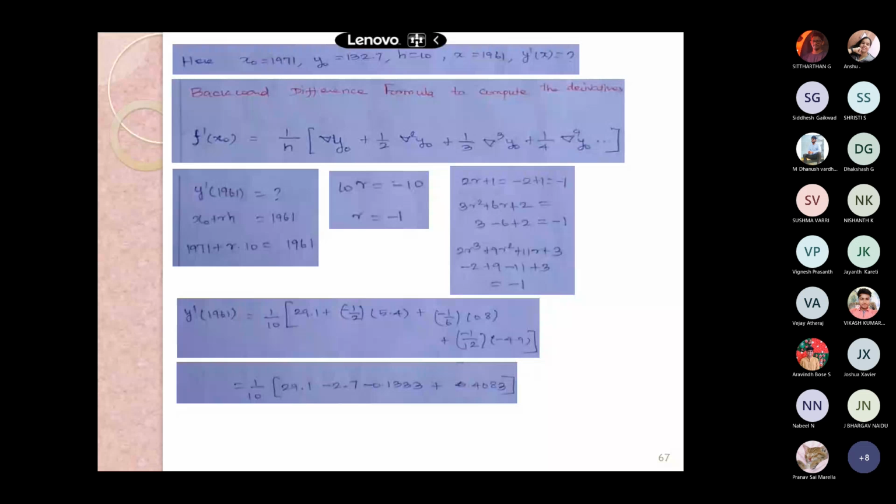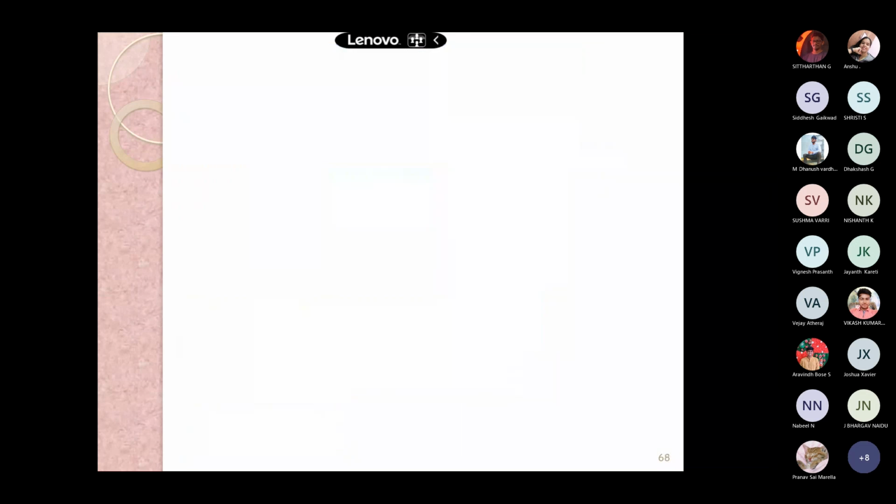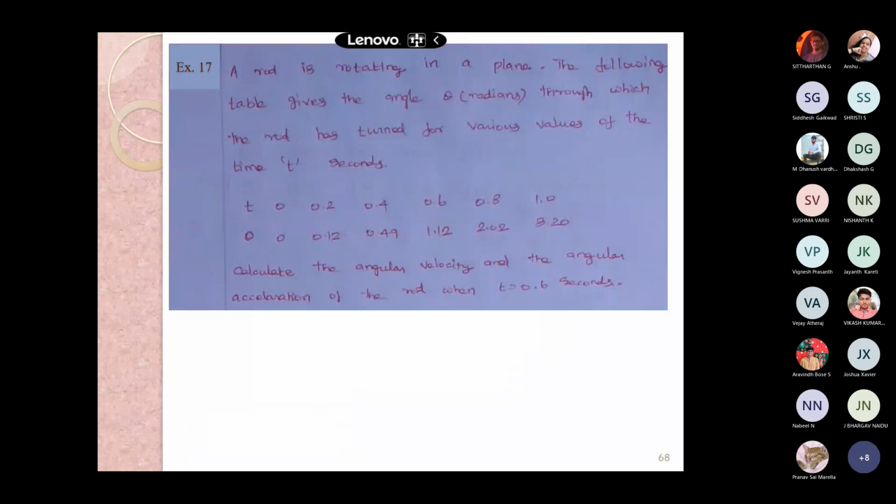We need to find the value of r. The r has to be applied with the coefficients. That coefficient has to be applied in the backward difference formula, and y 1961 is equal to 2.6675. Please do step-by-step calculations and let me know any difference from the detailed results. Then we can disseminate the accurate answers to all the students. This is also for your practice. That is exercise number 17.